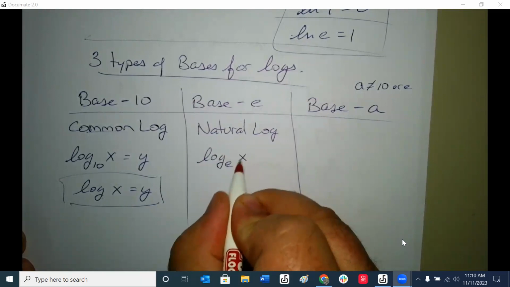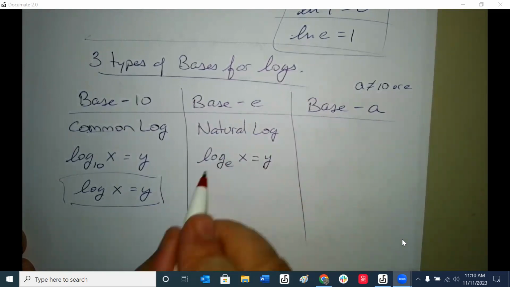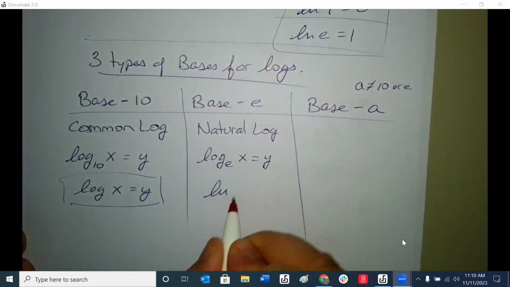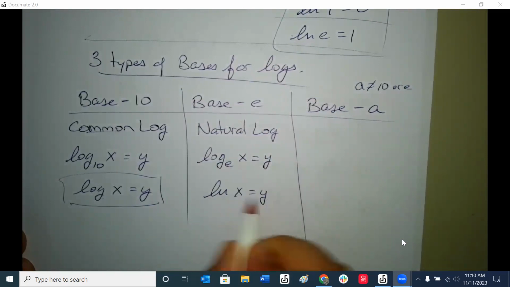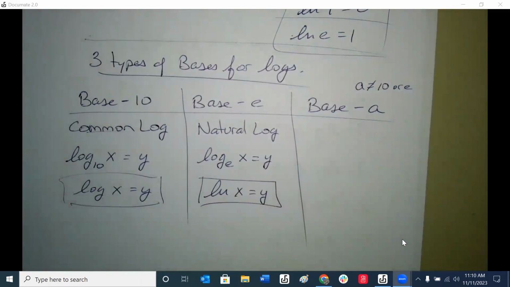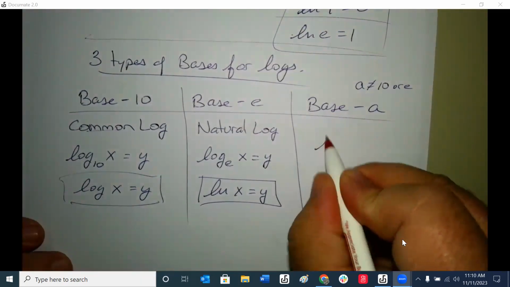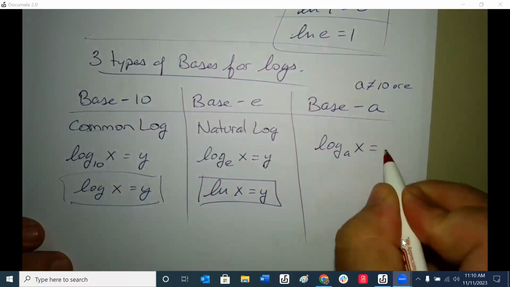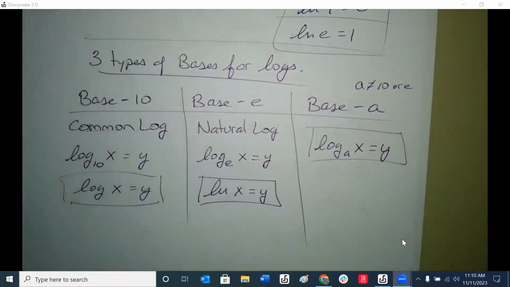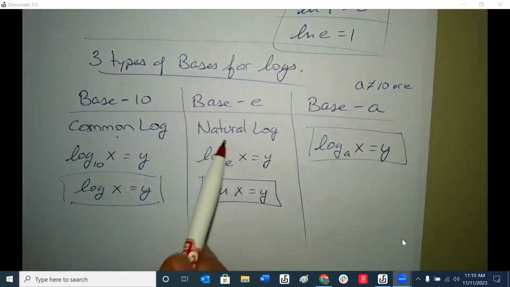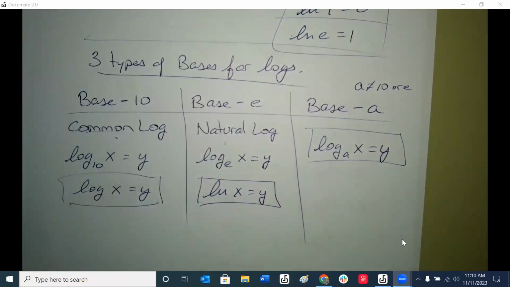So if you have a log base E, we rewrite that as ln. So if you ever see an ln, that's a log base E. And then anything else is just log base A of X equals Y, as long as A is not 10 or E. And that's why these two are the most commonly used, and that's why you'll always see them on calculators.